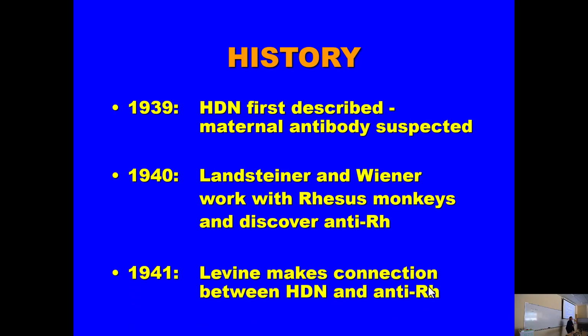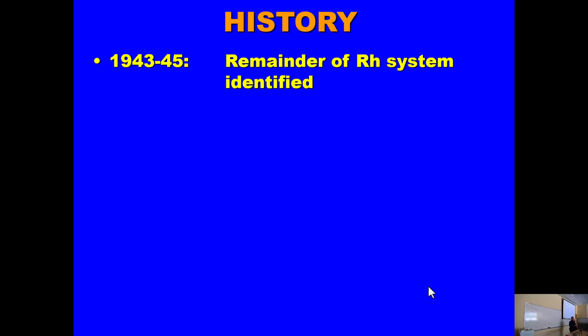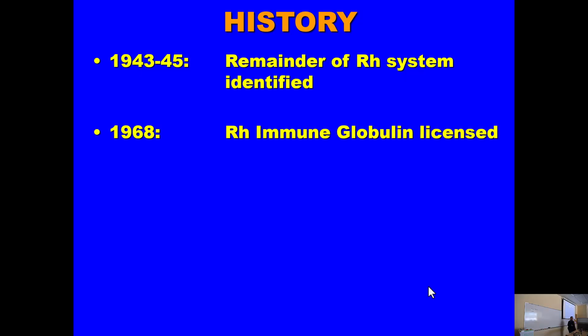1949, this Levine, who you'll never see the name probably again, makes a connection between HDN and the anti-Rh. So they're just calling it anti-Rh at this point. So he makes a connection. 43 to 45, they discovered the remainder of the Rh system, which isn't quite true because they're still finding Rh antigens, but the main ones that we're going to talk about.